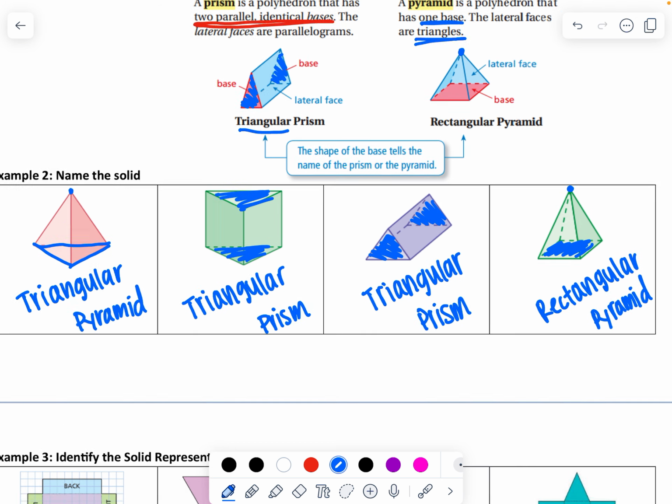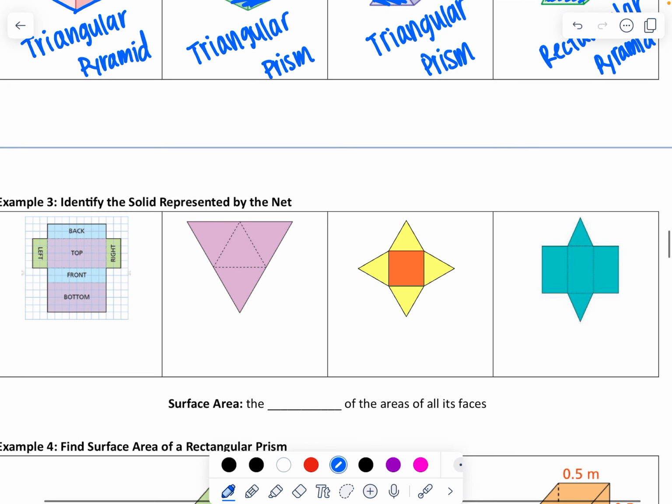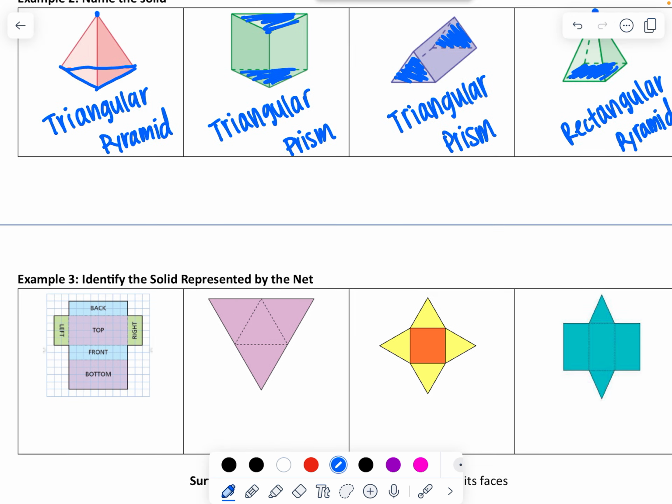Okay. So go ahead and flip your pages over. And we're going to do the same thing on this one, but it is nets. So remember, nets is the shapes unfolded. So we have to figure out what shapes they are. Okay, just like we did above.